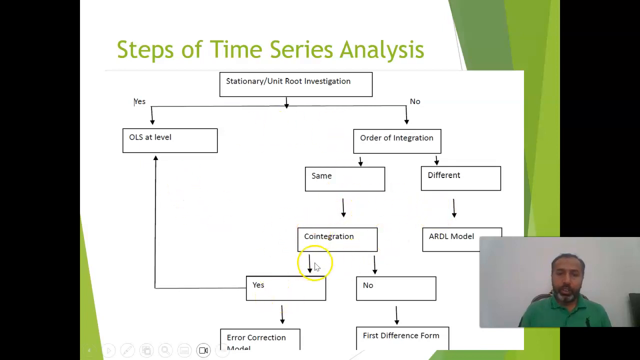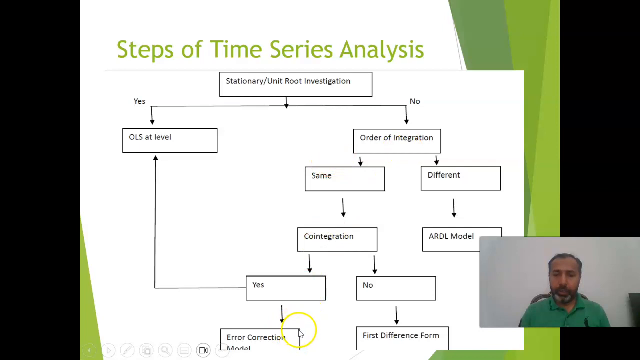After running the co-integration, if we conclude that those variables are co-integrated, which means they have a long-run relationship, or technically speaking, the linear relationship of non-stationary series is stationary, we conclude that they have a long-term relationship. If they are co-integrated, then we can run OLS at level, and we shall move towards the error correction model for short-term relationship measurement. However, if we conclude that those variables are not co-integrated, then we shall run the first difference form. So this is how time series analysis is done stepwise.